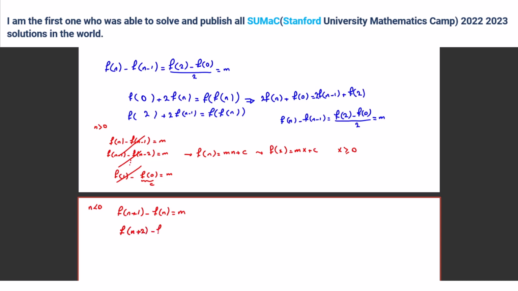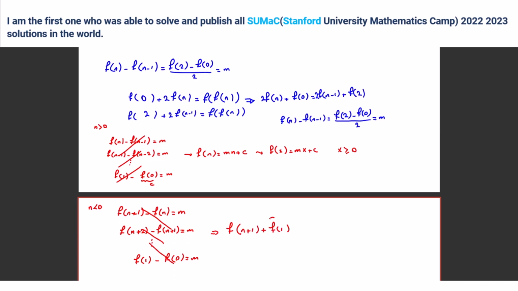So f of n plus 2 minus f of n plus 1, you add until you reach f of 1 minus f of 0, right? Let me check it again. Here, f of n plus 2, f of n plus 1, minus f of 0. So it would be cancelled like this, right? Okay, so f of n plus 1 plus f of 1.